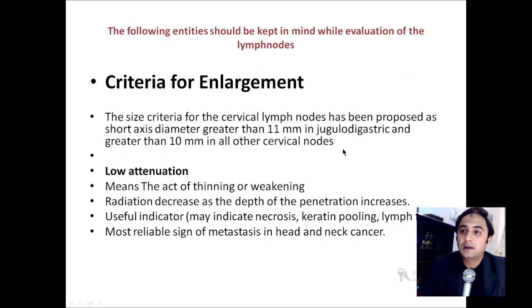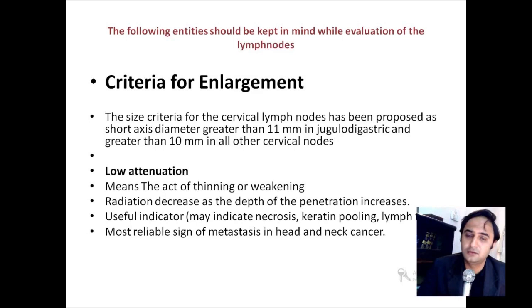Now coming to the criteria of enlargement, the size criteria of cervical nodes is supposed to be the short axis diameter greater than 11 millimeter in the jugulo-digastric region and 10 millimeter in all other cervical nodes. So jugulo-digastric is the largest nodes. Now second thing which you see, it is not only the size which you have to see, there are other features of the lymph nodes that have to be taken into account.